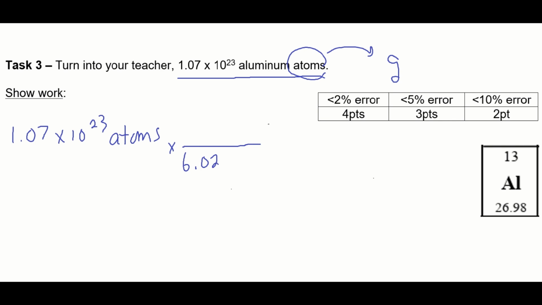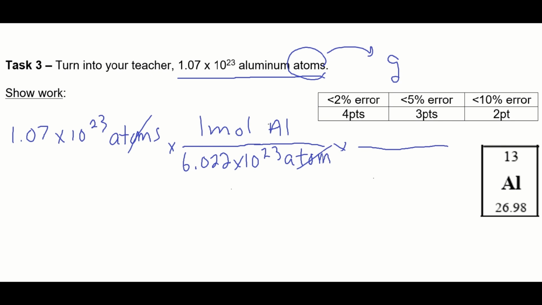So 6.022 times 10 to the 23rd atoms, molecules, apples, oranges, or anything that I'm counting is in 1 mole of whatever I'm counting, in this case aluminum. Alright, so now that I have moles, that's no problem. I can turn that into grams using the molar mass, using my periodic table. So 1 mole of aluminum has a mass of 26.98 grams.